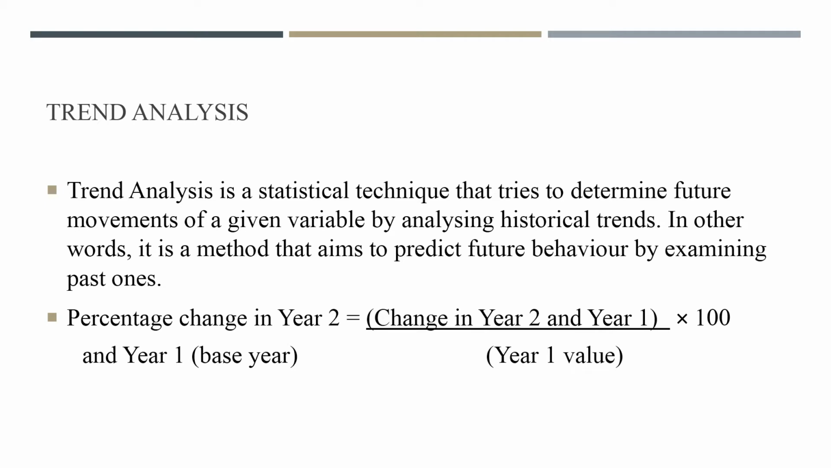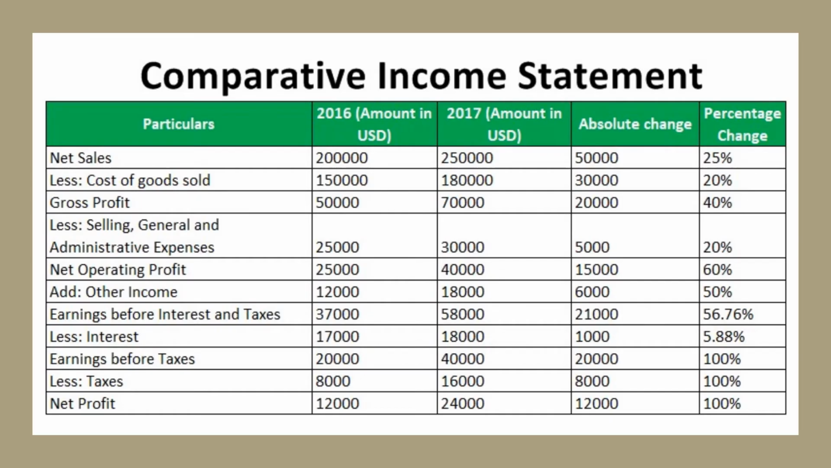effectively. The formula of the trend analysis is the percentage change between year 1 and year 2, with year 1 as the base year. Change in year equals the variable in year 2 minus the variable in year 1, over the variable in year 1, times 100. So this is an example of trend analysis.